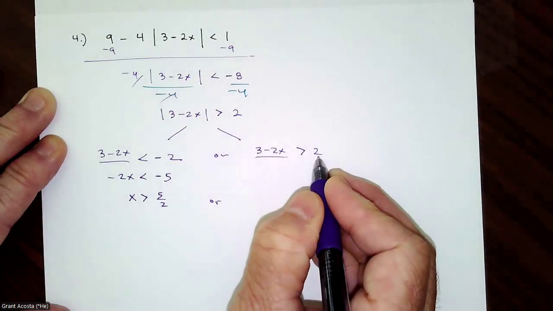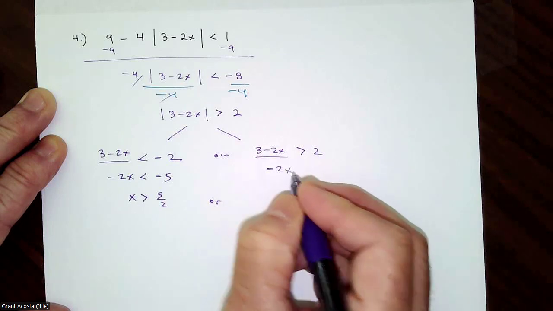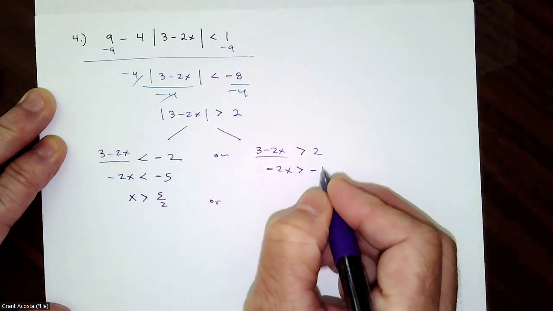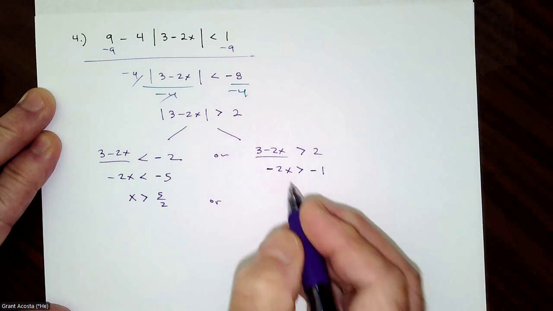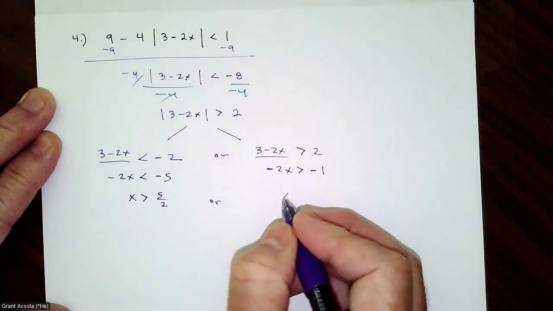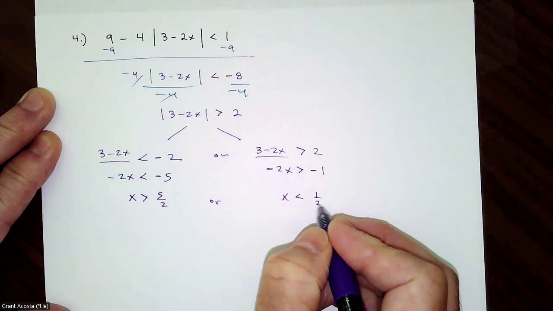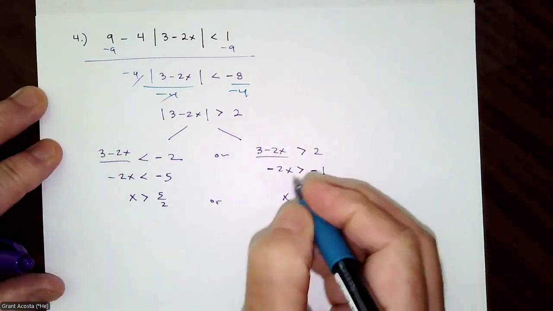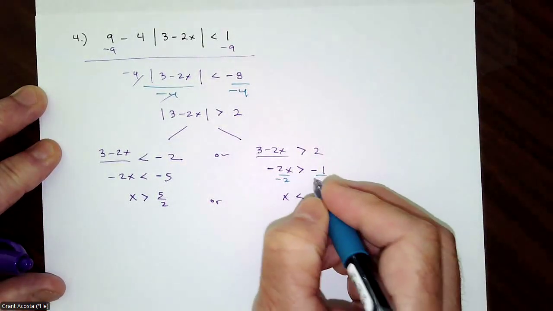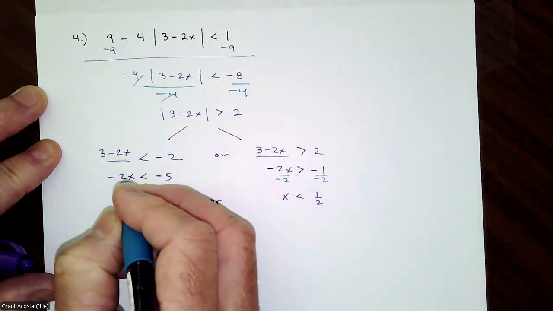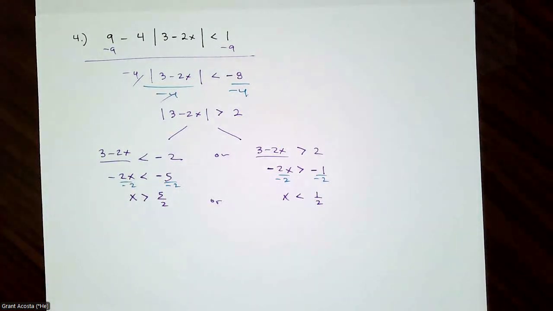Over here, if I subtract the 3, I have negative 2x is greater than negative 1. And then if I divide by negative 2, the sign switches, x is less than 1/2. Again, remember what I'm doing. I probably should show this as I'm dividing by negative 2. Over here, I did the same thing. Switch the sign.